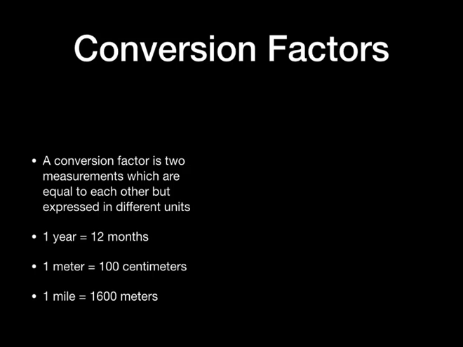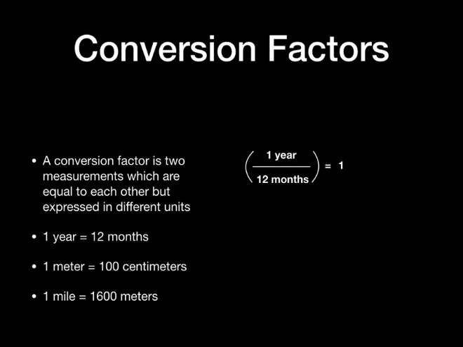So the conversion factor then just takes those and makes a fraction out of them. For example, that top one, 1 year equals 12 months, well, we could write that this way, 1 year over 12 months. And since 1 year and 12 months are exactly the same amount of time, if you divide one quantity by itself, well, that's equal to 1. So 1 year over 12 months is equal to 1.